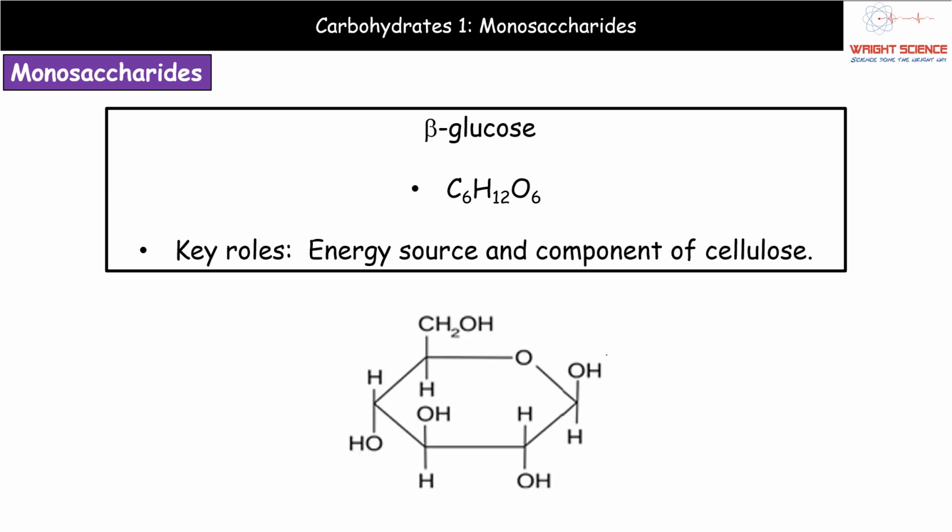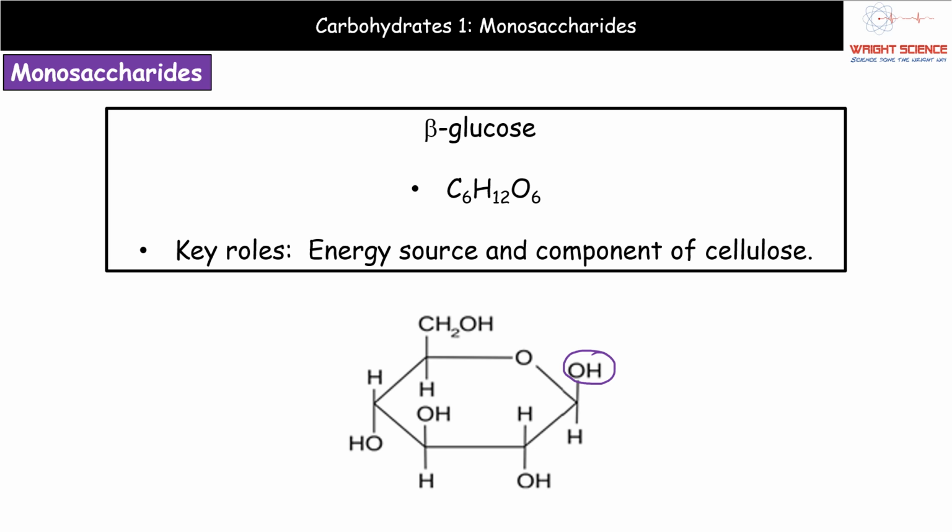Beta glucose, we know it's beta glucose because the hydroxyl group on carbon 1 is above the chain. Again, energy source, but this time it is a component of cellulose. So you can start to see here how knowing your alphas and your betas is going to be important. Otherwise, when we come on to the other types of our carbohydrates, you're going to mix them up and lose the marks.